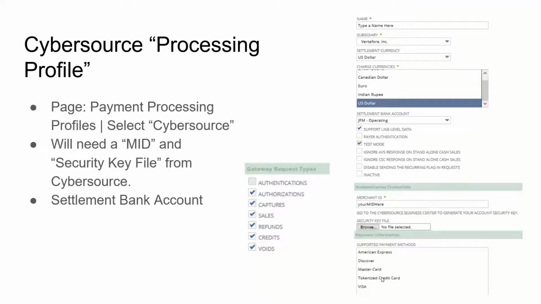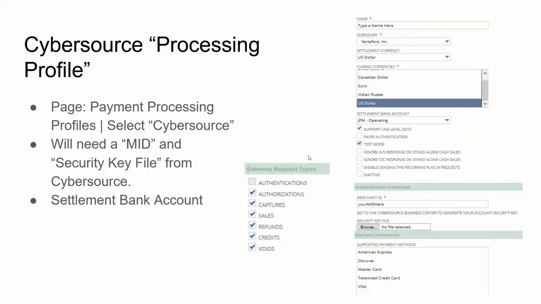NetSuite does support the concept of what's called tokenized credit cards. This is where a PAN, or otherwise, credit card number, is stored in the processor. So it's not even stored in NetSuite, it's stored in something like CyberSource. And the only thing that's transferred around are these things called tokens, these big long numbers that aren't actually the credit card. They represent what the credit card should be.